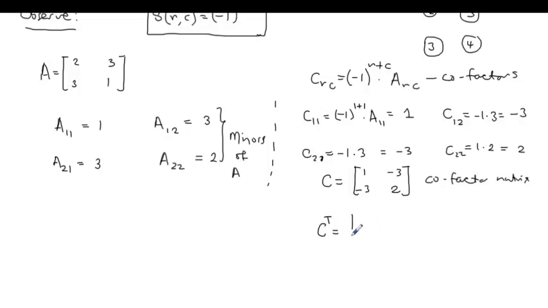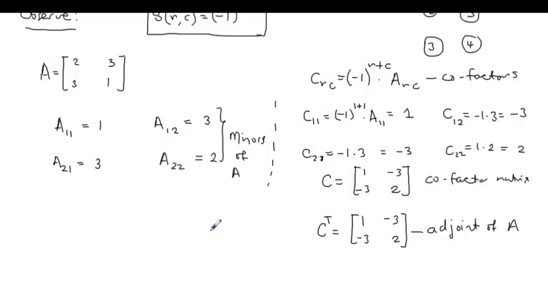What do you mean C transpose? We mean a row becomes a column. A column becomes a row. So this row will come 1, minus 3. And this row will become a column as minus 3, 2. And this matrix is going to be called the adjoint of A.